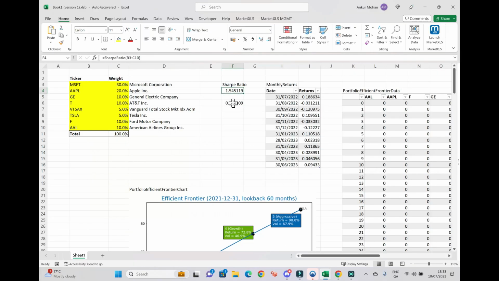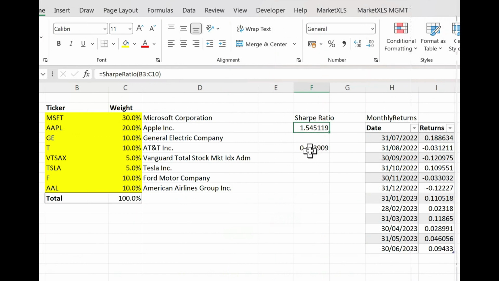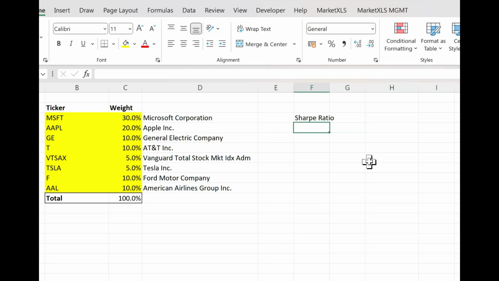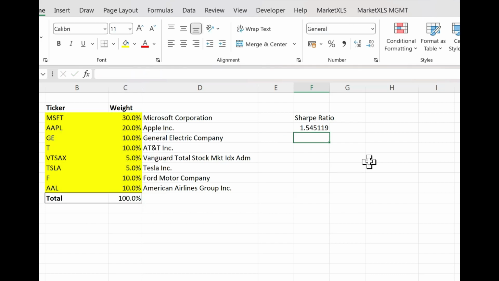Market XLS provides numerous functions that accept your portfolio as an argument alongside other optional parameters to compute various portfolio analytics. Let's demonstrate some examples using a few significant functions. We'll start with the Sharpe ratio. The Sharpe ratio measures the performance of an investment compared to a risk-free asset after adjusting for its risk. Here's the formula for that: equals Sharpe ratio, portfolio range.